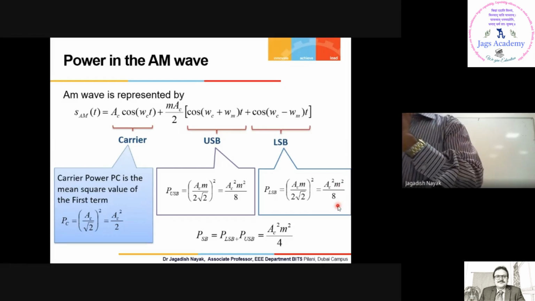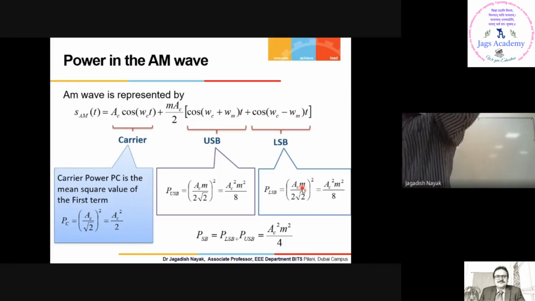Now, what is the total power? Total power is equal to this power plus this power plus this power. What is the sideband power? Sideband power is the power in the upper sideband plus the power in the lower sideband. Now, can you get me the equation value of efficiency? What is modulation efficiency? Modulation efficiency is equal to the power in the sideband divided by the total power. Now, can you tell me the value? Can you do it yourself? It's very simple. You have everything here.